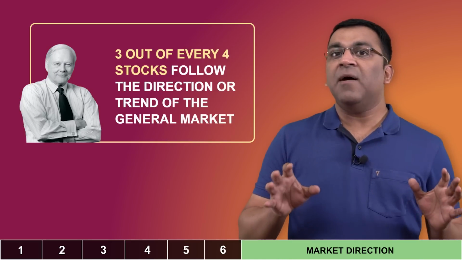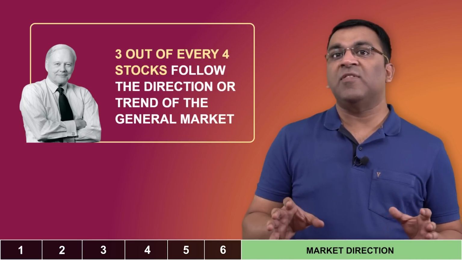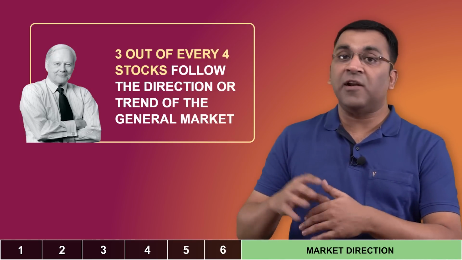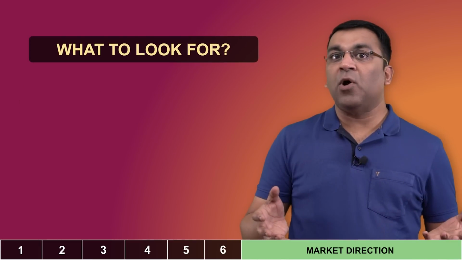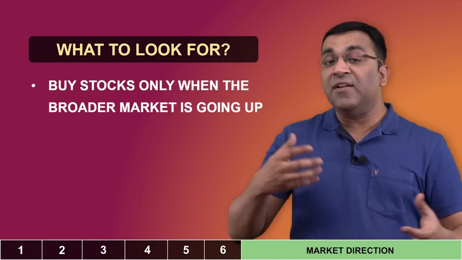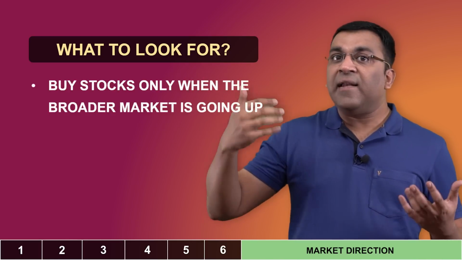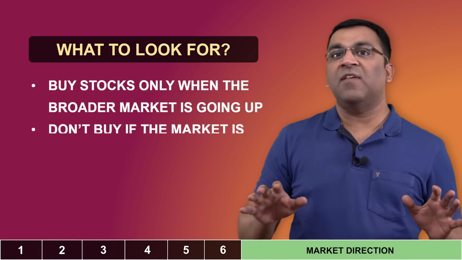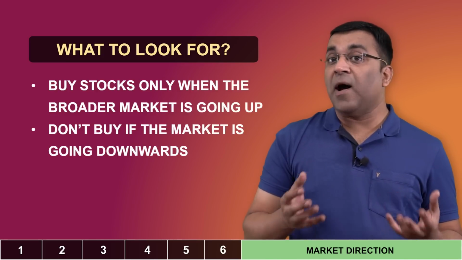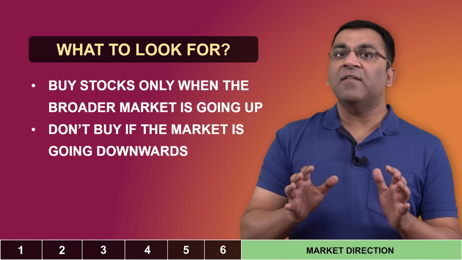Now, the study done by William O'Neill and his team shows that 3 out of every 4 stocks follow the direction or trend of the general market. As a simple rule, what it means is that you should buy stocks only when the broader market, like the Nifty 50, is going up, and likewise you should not buy stocks if the market is trending down. In fact, the book has a lot to offer with regards to market direction, but here are some key highlights from this chapter.